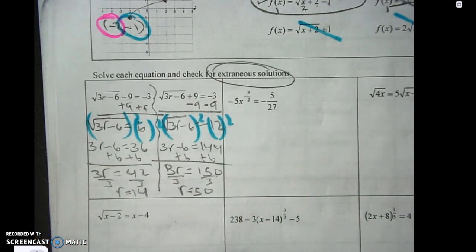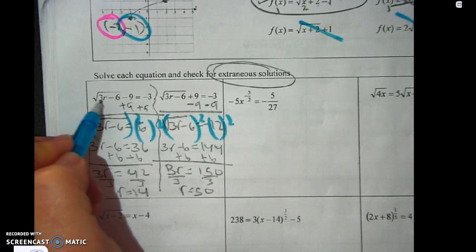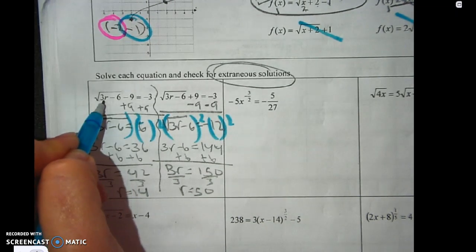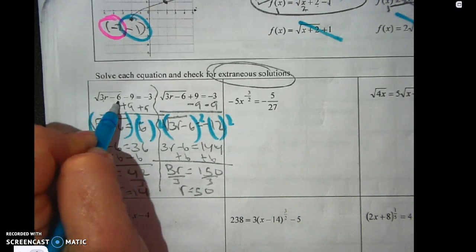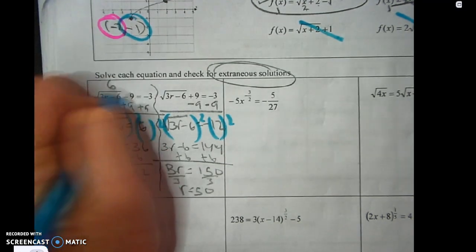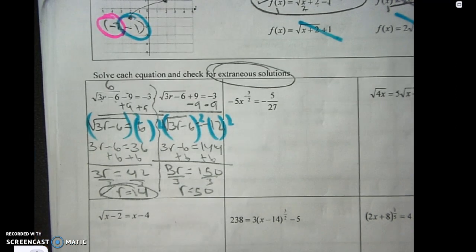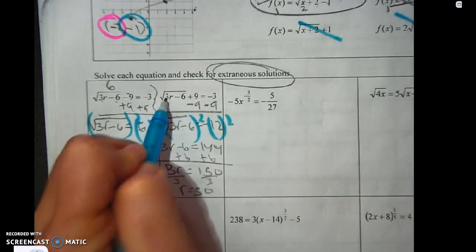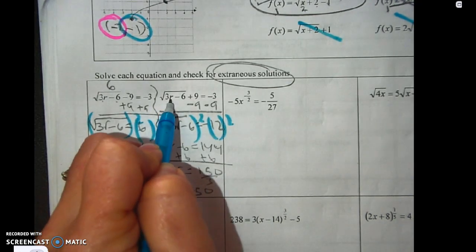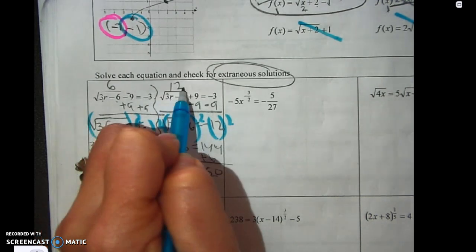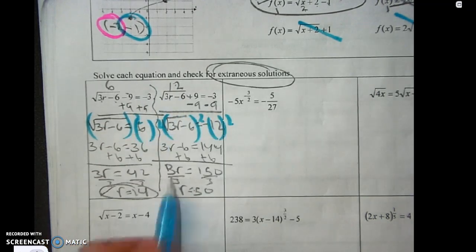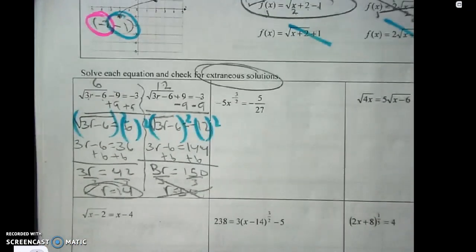So now what I need to do is check it by plugging it in. So I'm going to check 3 times 14 is 42. 42 minus 6 is 36. The square root of 36 is 6, and 6 minus 9 is -3. That one works. 3 times 50 is 150. 150 minus 6 is 144. The square root of 144 is 12, but 12 plus 9 is not -3. That one's extraneous. Okay? All right.